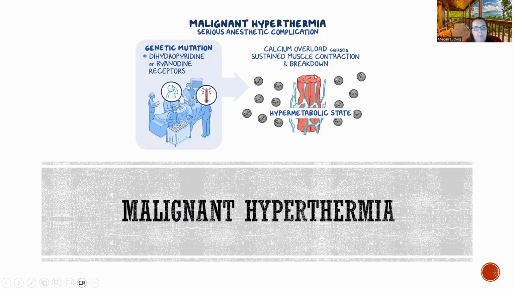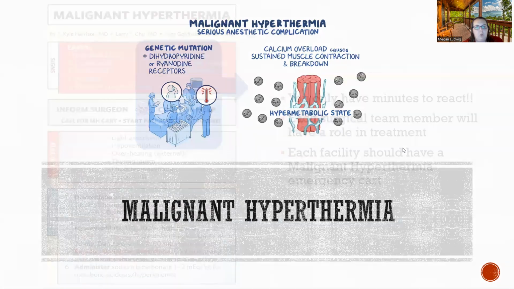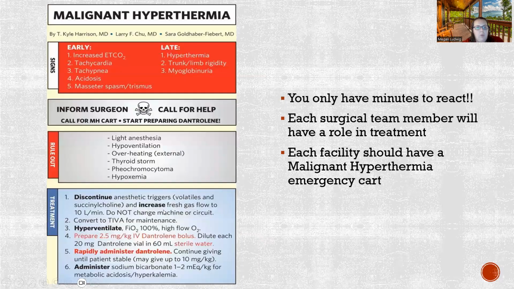Okay. And when that happens, your muscle essentially will contract. It's a sustained contraction and causes that muscle to break down and release a bunch of calcium into the bloodstream, which causes a lot of issues. So here are some of the signs.